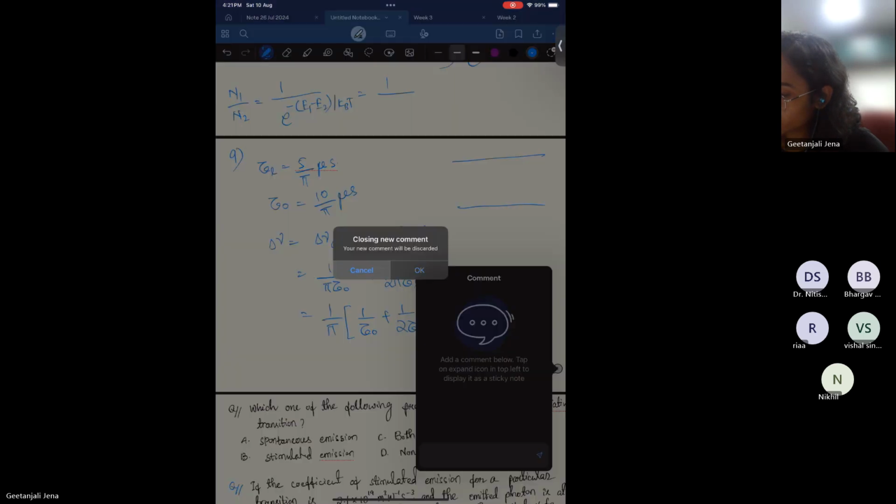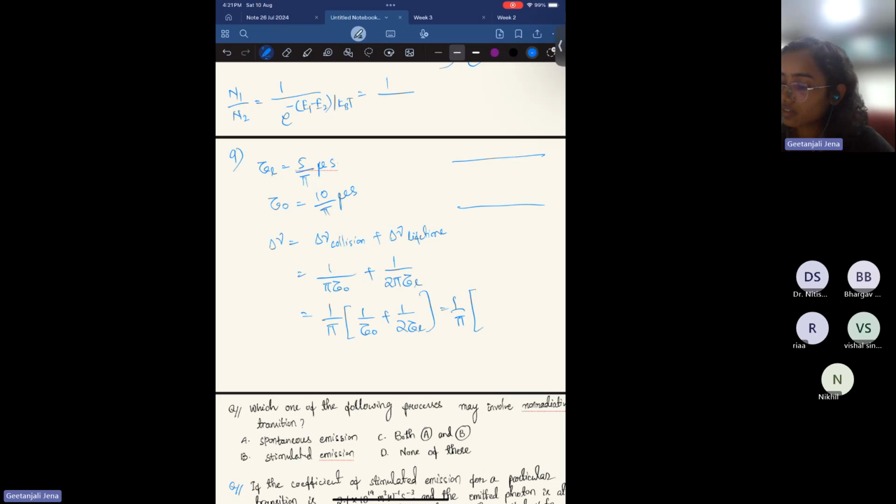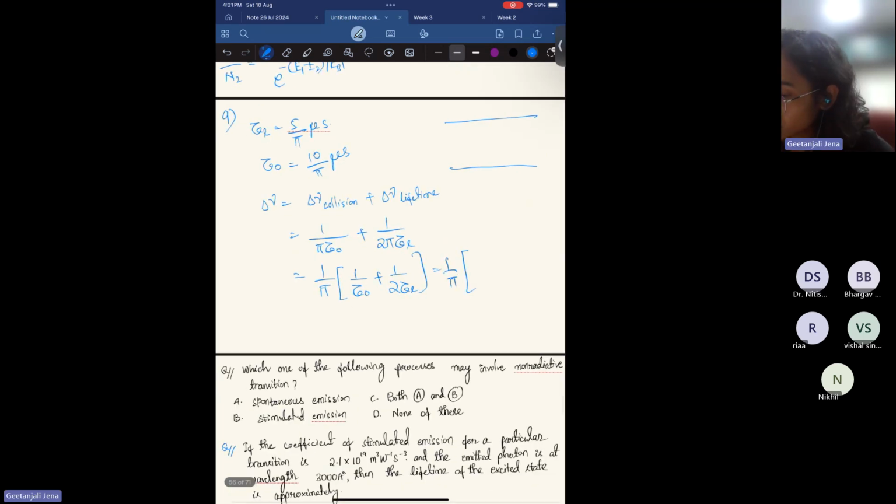So tau 0 is pi by 10, and this is 1 by 2 tau L, so that means it is pi by 10 also, right? 2 into 5. So pi will cancel, and we will get 2 by 10. This is tau 0 in microseconds, so we'll get 10 to the 6 here. So it is 0.2 megahertz. What is the answer? It is 0.2 megahertz.